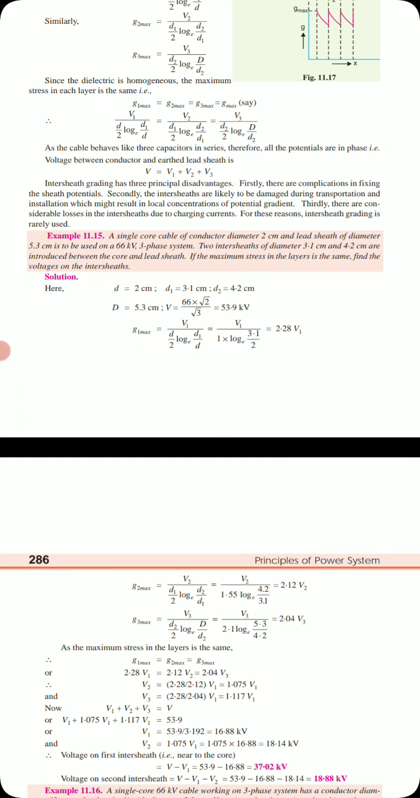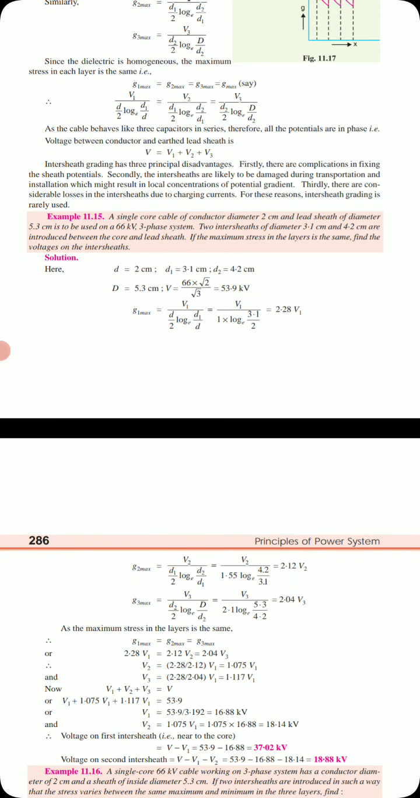The diameter of the core is given, that is d is equal to 2 centimeter. And the intersheaths are given with values d1 is equal to 3.1 centimeter and d2 is equal to 4.2 centimeter. And capital D is also given here as 5.2 centimeter. Voltage is given as 66 kV for a three-phase system, so we need to find the maximum voltage. The value of 66 kV is the RMS line voltage. Converting it to phase voltage is 66 by root 3, multiplying by root 2 to get the maximum voltage. So we get the maximum voltage of 53.9 kV.